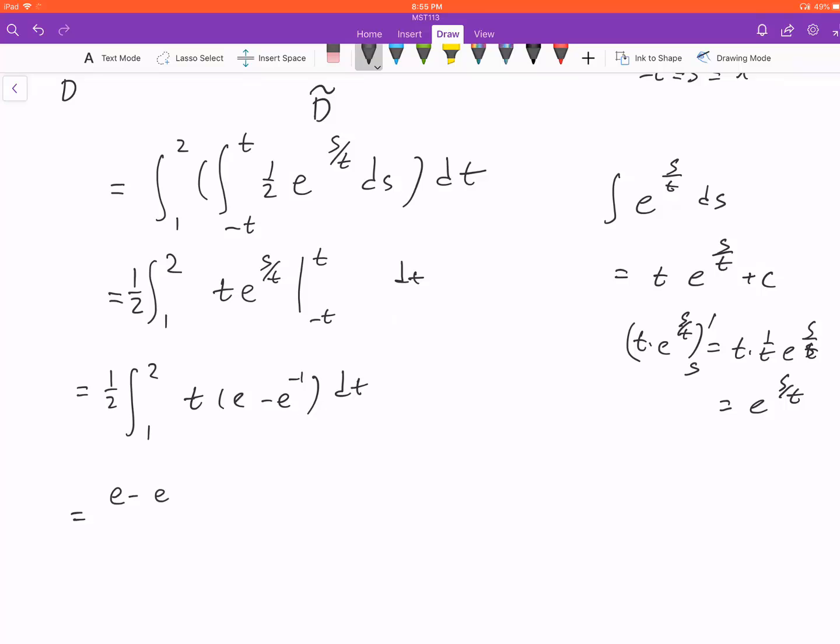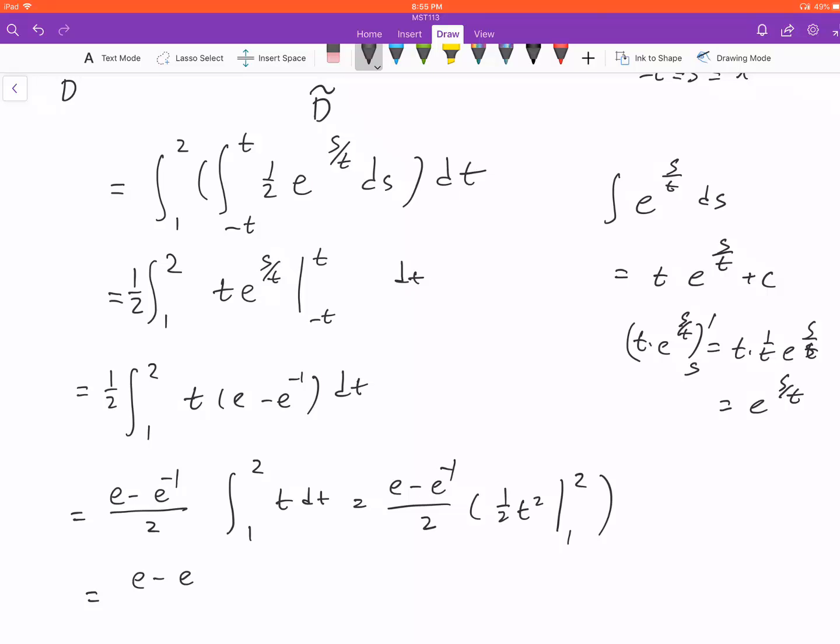Since e is a constant, we can pull it out. This is e minus e to the negative 1 over 2, and then integrate t dt from 1 to 2. Then we have e minus e to the negative 1 over 2, and this is 1/2 t squared, plugging in 1 and 2. We are almost finished. The computation is a little bit long, but as long as we are patient and try to be accurate, that's going to be okay. So this is going to be 3/4 times e minus e to the negative 1. All right, that's the end of this computation.